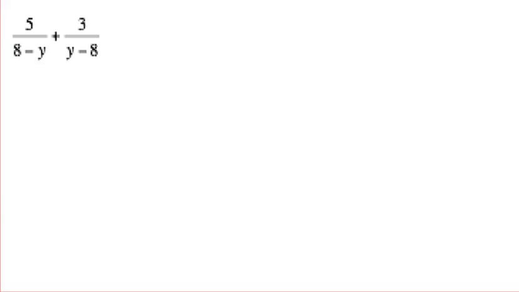plus 3 divided by y minus 8. And if you recognize that these two denominators are not identical, they're opposites. And they're opposites because the only thing different about them is their signs, and of course the order. But here y is negative, here y is positive. In this denominator 8 is positive, and in this one 8 is negative. So the way you handle opposites is you factor a negative 1 out of one of them, and then they're exactly the same. So I'm going to factor negative 1 out of this one.